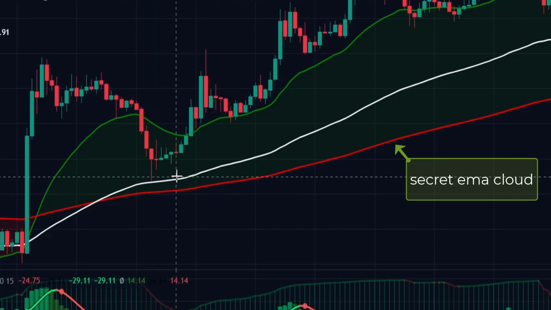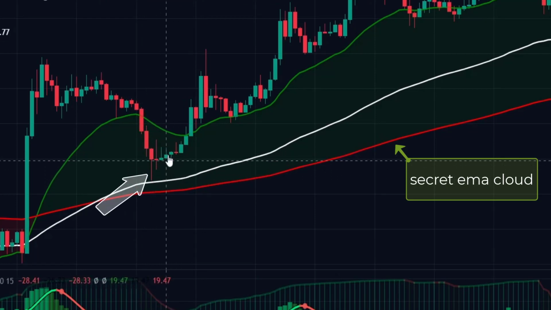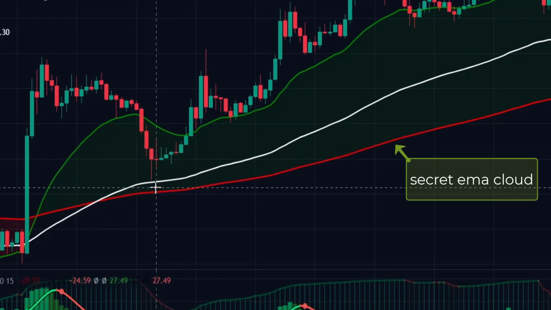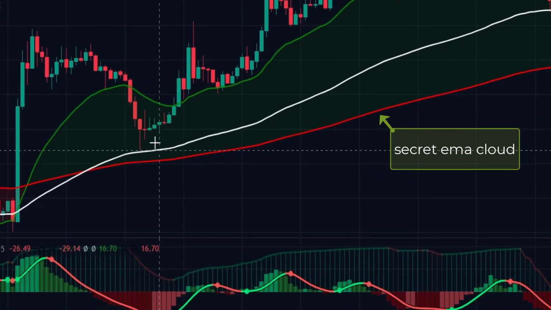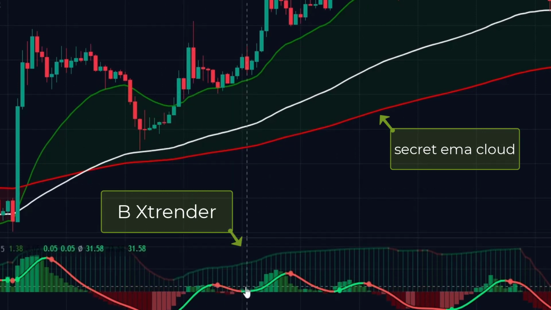Second, the price action must pull back into the 89 EMA. It can either touch it or get really close to it. Third, once the pullback has been created, we're going to be waiting for a new buy signal issued by the Extender. For that, a new green circle needs to appear on the indicator, and the position of the circle can appear either below or above the line.